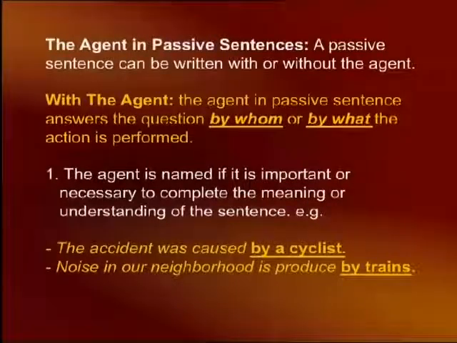Number one, you have to remember two things. The first thing is that the agent is named if it is important or if it is necessary to complete the meaning or understanding of the sentence. For example, take this sentence. The accident was caused by a cyclist. This is a passive sentence. The accident was caused by a cyclist. Now, by a cyclist is the agent.